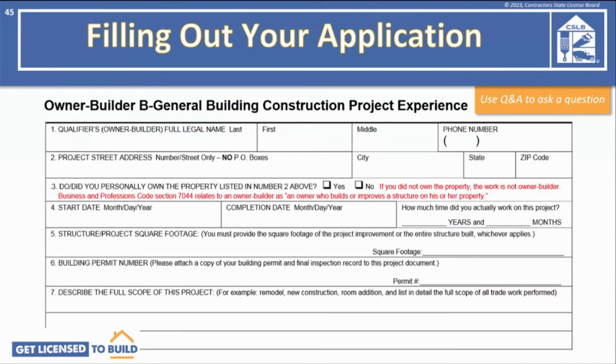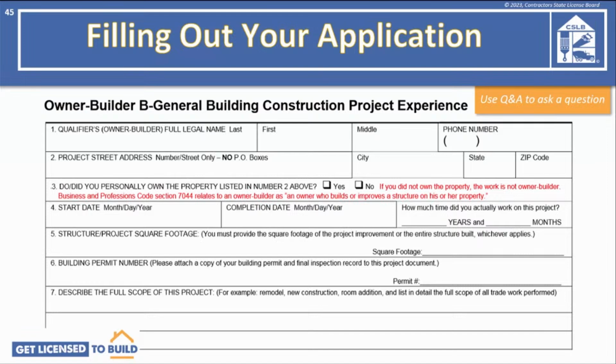Parts of the application, Owner Builder B, General Building Construction Project Experience, Part 1 of 3. The next form we will discuss is the Owner Builder B, General Building Construction Project Experience form. This form only needs to be completed if you are applying for a B General construction license, and you want to receive experience credit for working on projects on your own property. A separate form is required for each project.